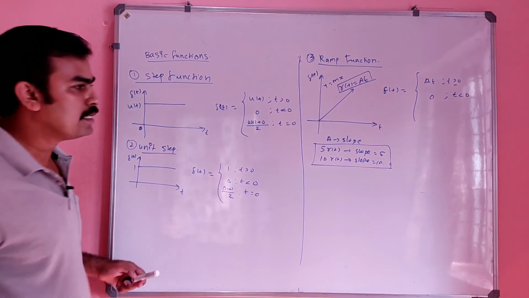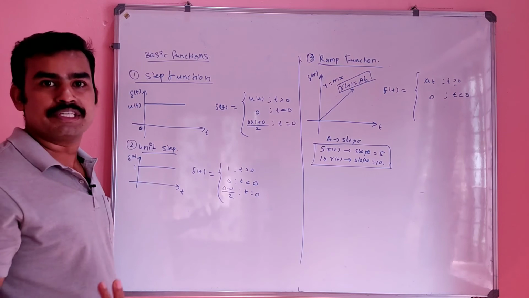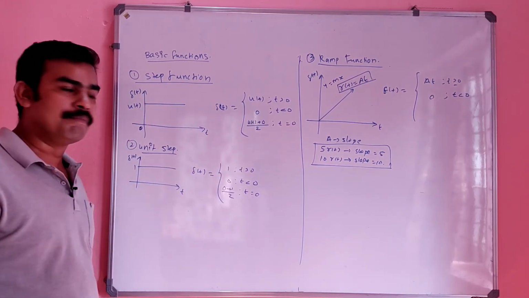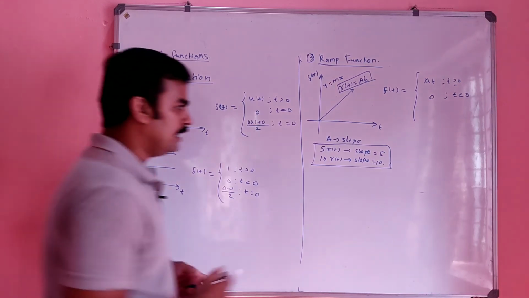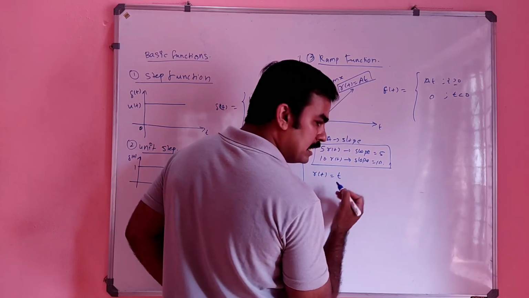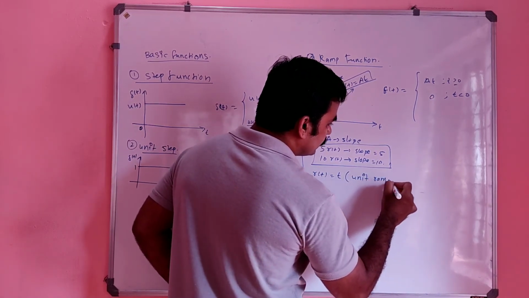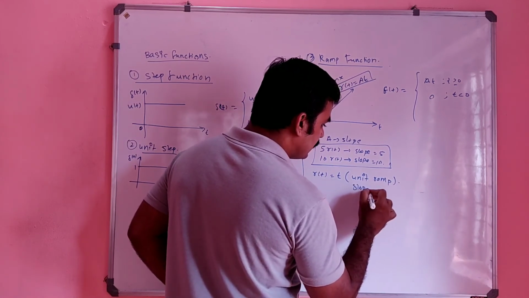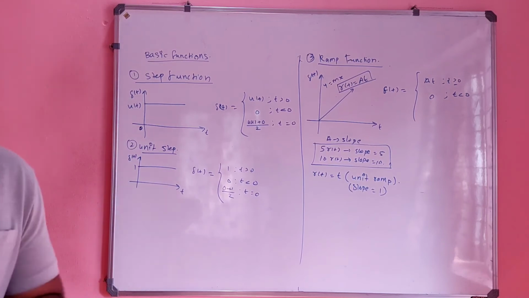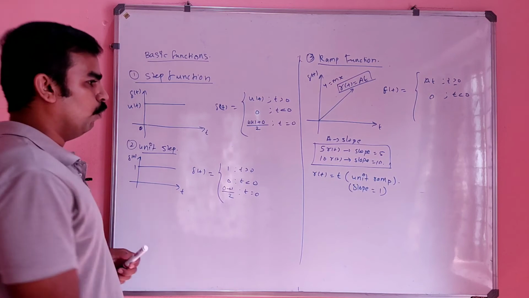And for the unit ramp, instead of this a it will be 1, that's all. So f of t will simply be t, that is the concept of the unit ramp. Unit ramp means slope is equal to 1. If r of t is equal to t, it is called the unit ramp, whose slope will be equal to 1.